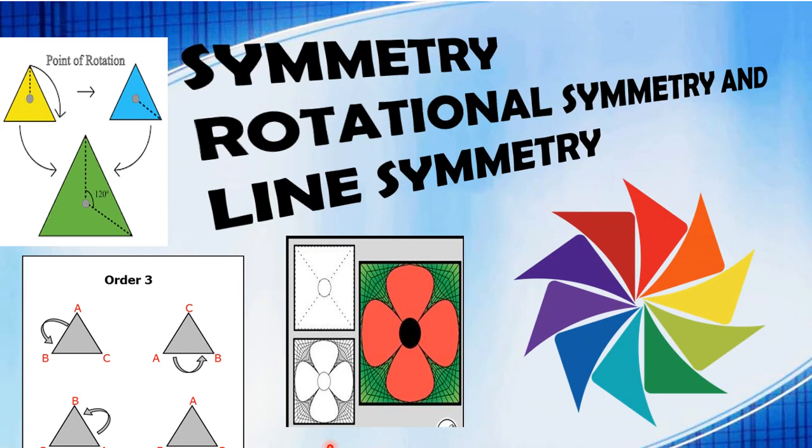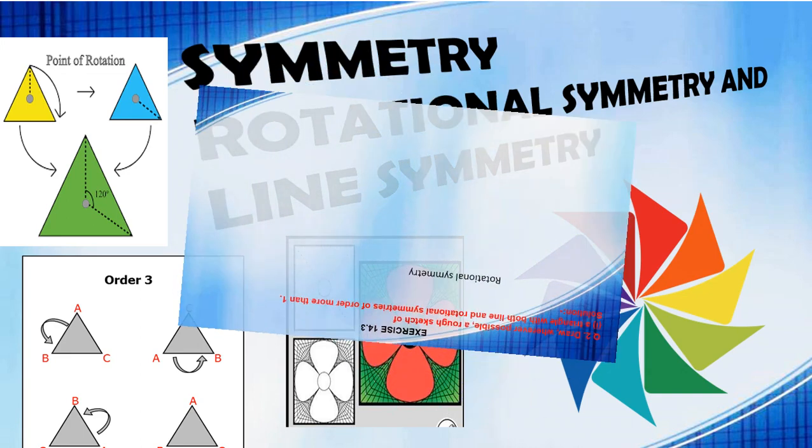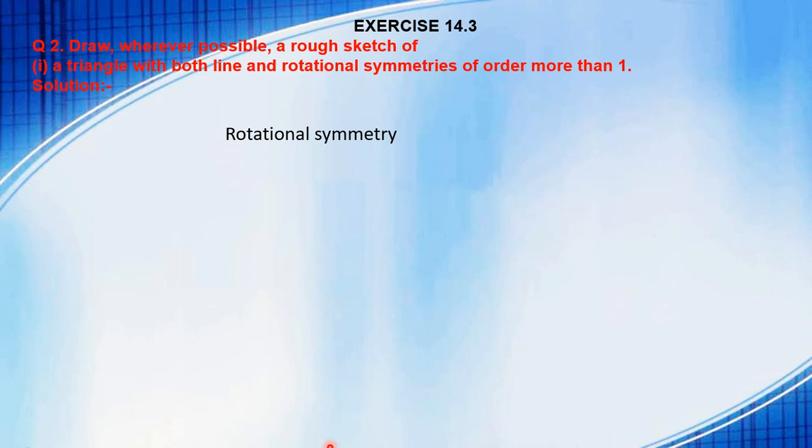Hello students, today we are going to learn in the chapter Symmetry, rotational and line symmetry both for any geometrical shape. So let's learn about this. Draw, whenever it is possible, a rough sketch. First, a triangle with both line and rotational symmetries of order more than 1.